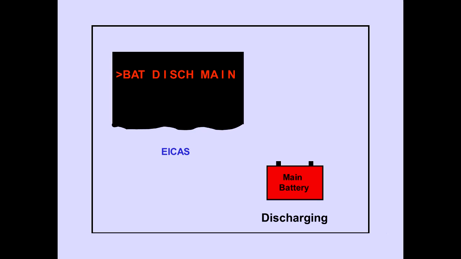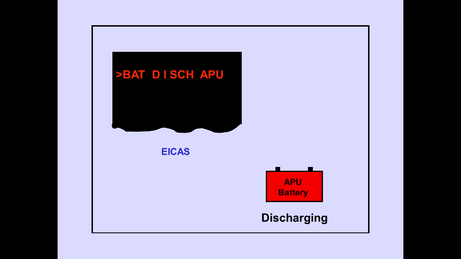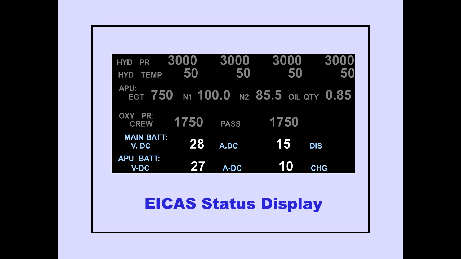The ICAS advisory message, Battery Discharge Main, is displayed if the main battery is discharging. The ICAS advisory message, Battery Discharge APU, is displayed if the APU battery is discharging. Main and APU battery voltage, current in amps, and charge-discharge information is shown on the status display.